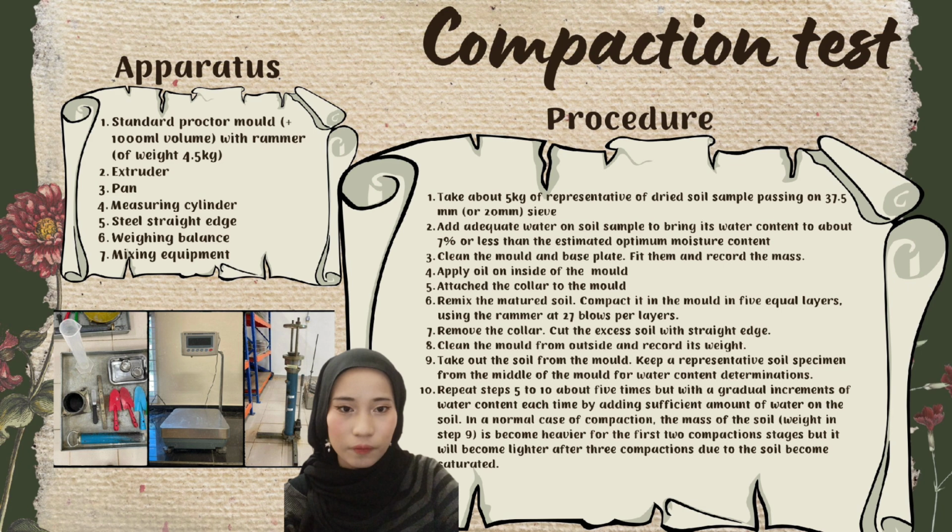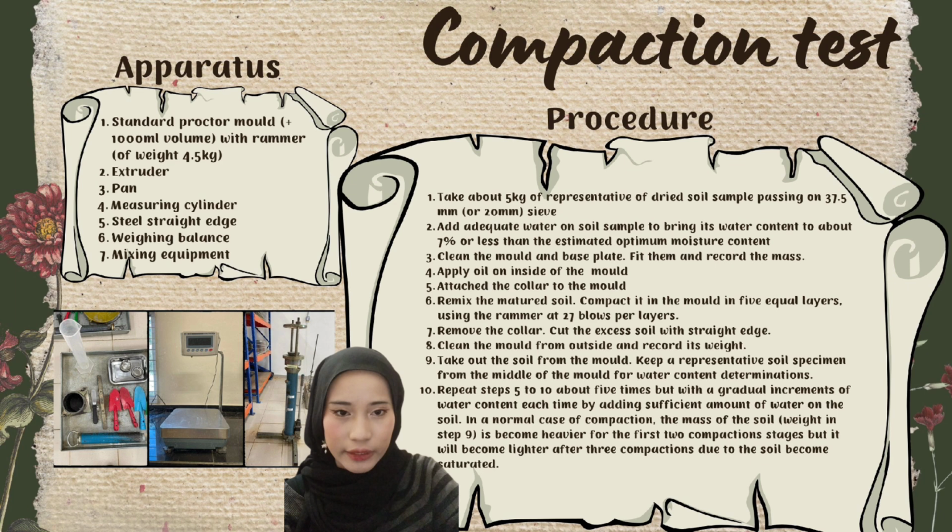The procedure. Firstly, we need to take about 5 kg of representative dry soil sample, passing through a 37.5 mm or 20 mm sieve. Secondly, add adequate water to the soil sample to bring its water content to about 7% or less than the estimated optimum moisture content. Third one, clean the mold and the base plate. Fit them and record the mass.